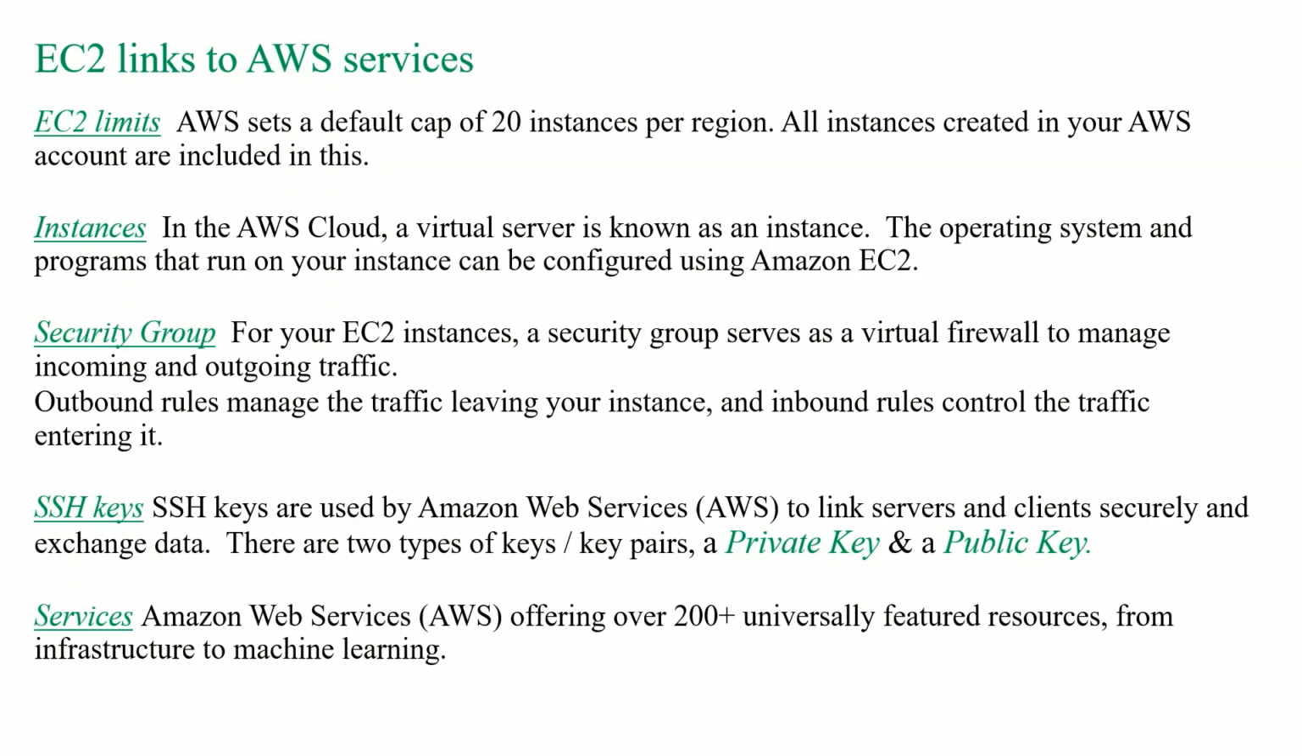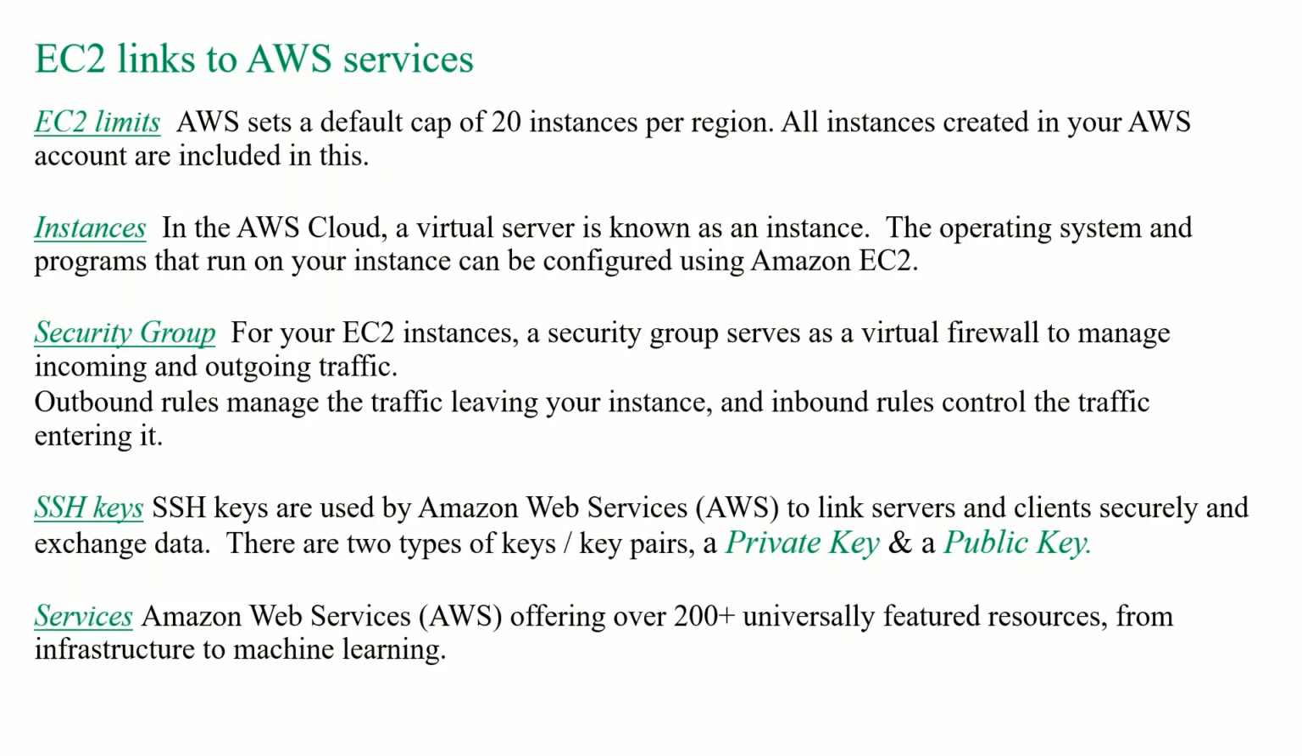Next, we learned one more topic while performing the lab exercise: SSH keys. You remember one key file that I downloaded and placed onto my desktop? That is a file. SSH means Secure Shell. SSH keys are used by Amazon Web Services to link the servers and the clients securely and exchange data. So no third party can log into that server. The virtual machine I have created, if I want any of the participants to log into that virtual machine, I will have to share that key file which I downloaded. Only then you will be able to log in. There are 2 types of keys available, a private key and a public key.